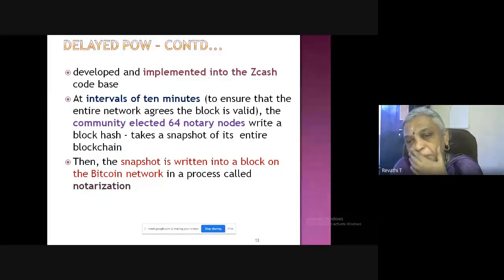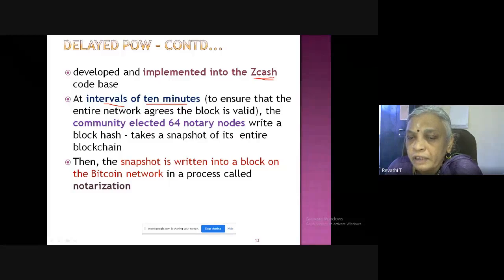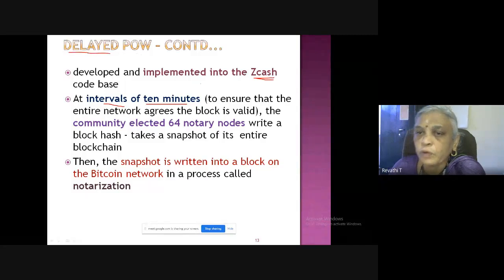So how it is implemented is, it's implemented with the help of another Bitcoin platform called Zhash. In that code only it's integrated. And for doing this notarization and adding this notary block, the notary nodes will wait for an interval of 10 minutes, right? They wait for 10 minutes so that all the nodes in the blockchain can validate that block, and everybody should agree, right? That's why it's called delayed PoW, right?